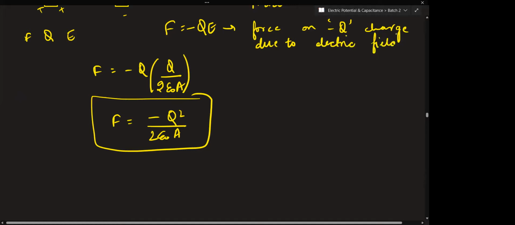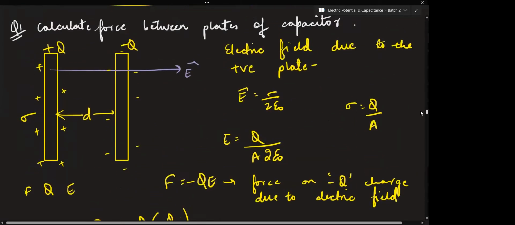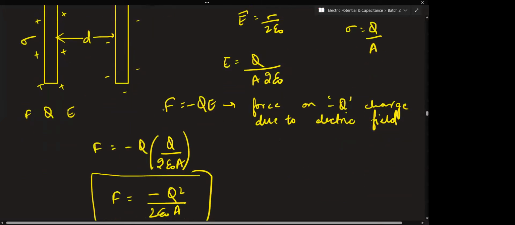If minus Q is the charge, the electric field is generated due to plus Q. So I'll be considering the electric field of plus Q only, and the force is on minus Q. That's why we have considered it as minus Q. Now we have just put in the value of E from here, because this is the electric field that has been generated. Clear? Yes, ma'am. All right.